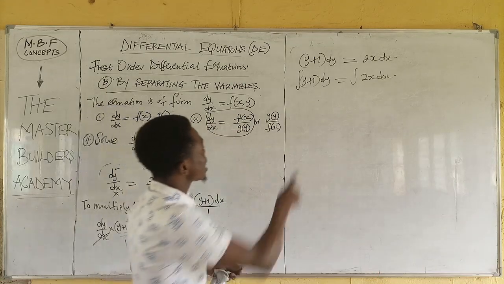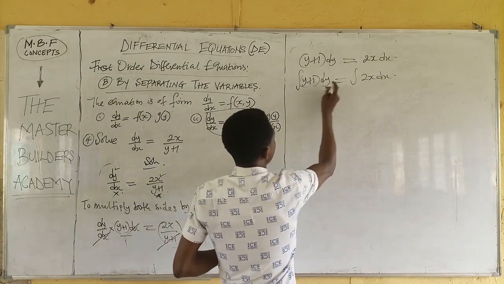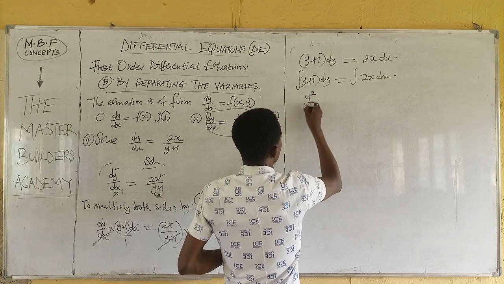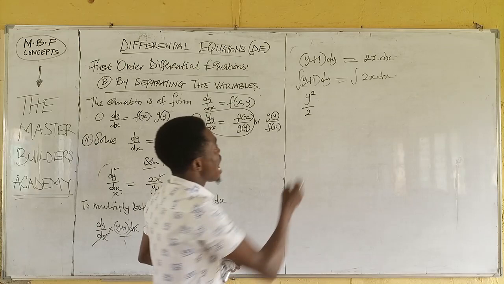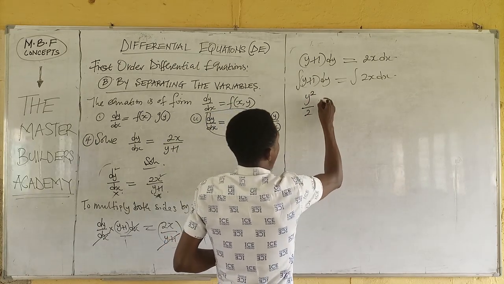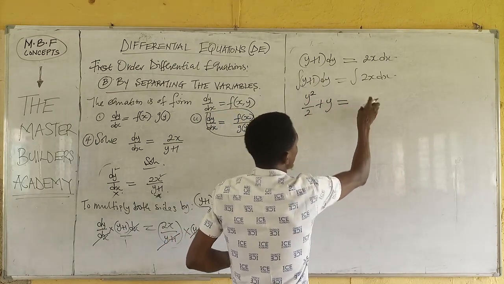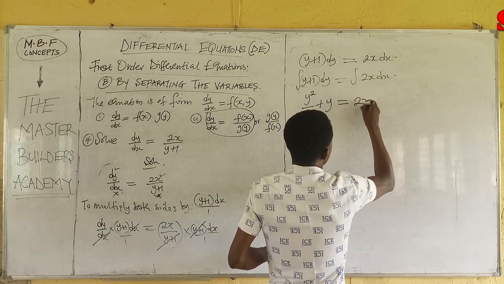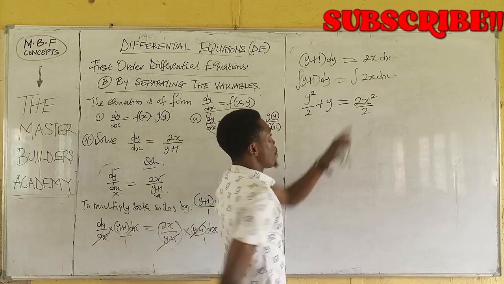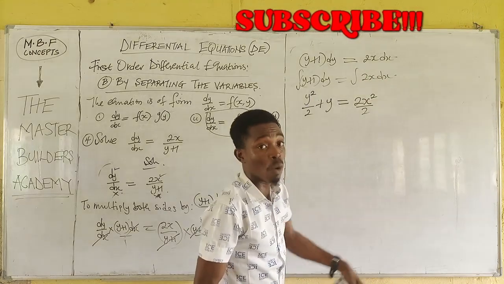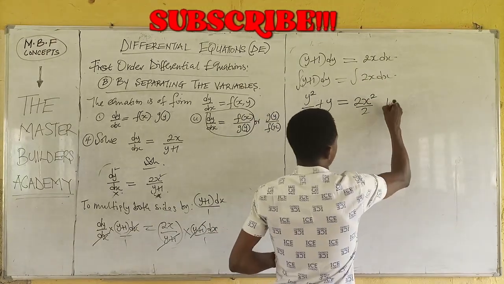Now when you integrate y with respect to y, you are going to have y raised to power 2 over 2, because you need to increase the power by 1. And when I integrate 1, I'm going to have plus y, is equal to, when I integrate 2x, I'm going to have 2x raised to power 2 over 2. Understand, you need to increase the power of the x here, now divided by what? By 2, then plus the constant.